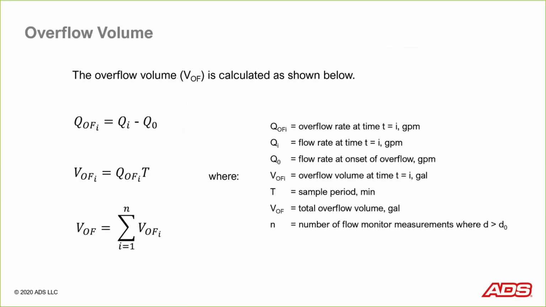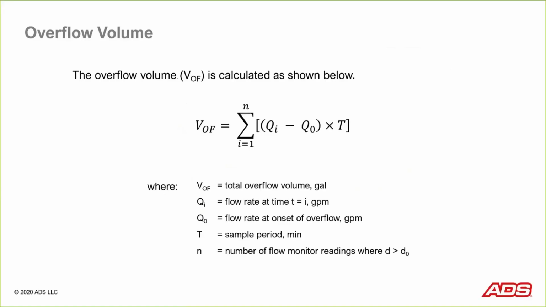That gives us the information we then need to calculate the overflow volume that occurs within that time step. And then we sum each of those volumes for each of those time steps, and we come up with the total overflow volume. Sounds a little complicated, but it's actually not. It can be done very easily in a spreadsheet. You can take all 3 of those equations and consolidate them down into one, and it looks something like this. So very easy to follow.